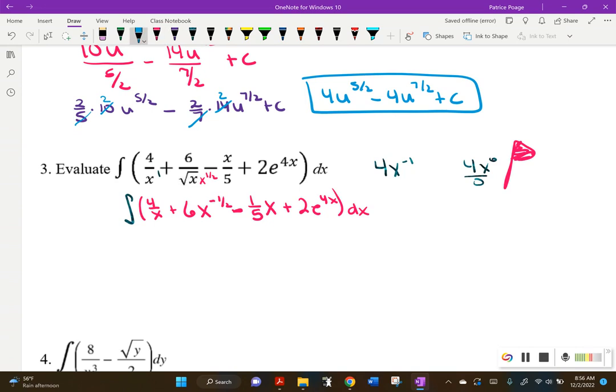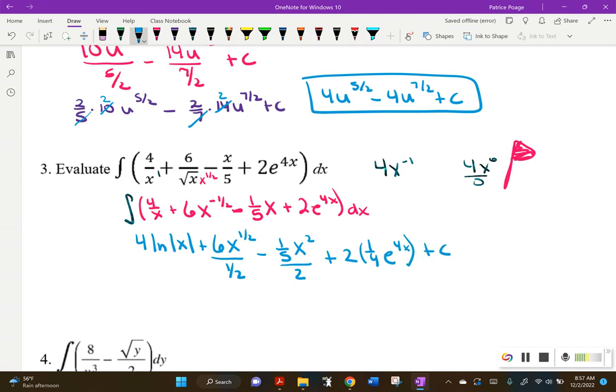All right. So integrating this will be 4 natural log of the absolute value of x, because x is on the bottom there, plus, and this will just be add 1 to the exponent, so 6x to the negative half plus 1 is positive half, divided by positive half, minus 1/5 x to the 1 plus 1 is 2, divided by 2, plus 2, and then the integral of e to the 4x is 1/4 e to the 4x, plus c.